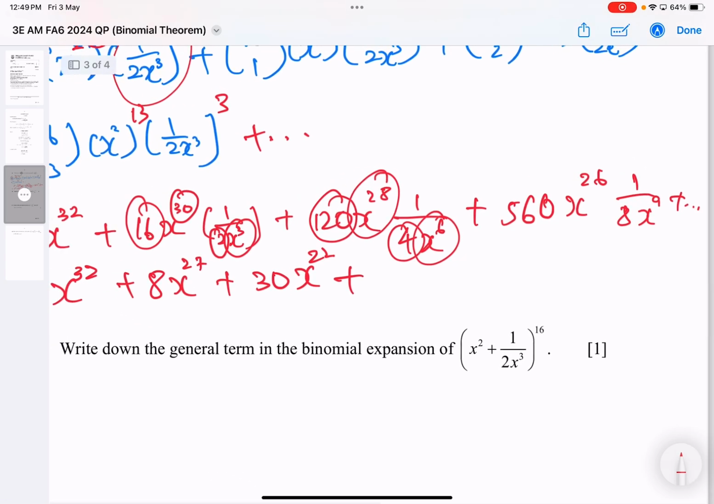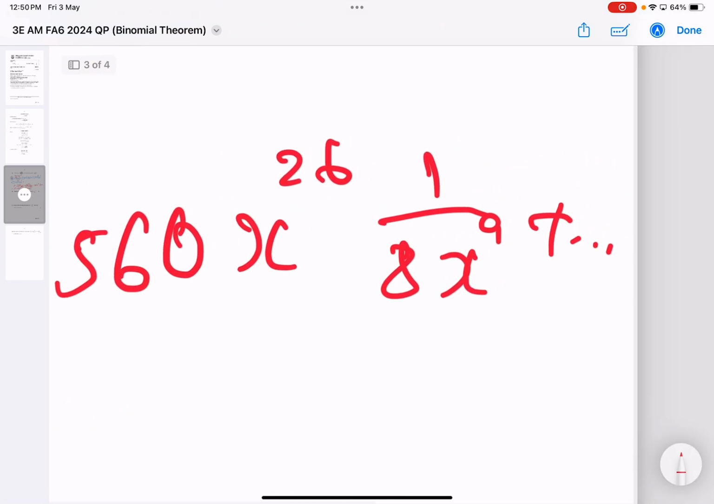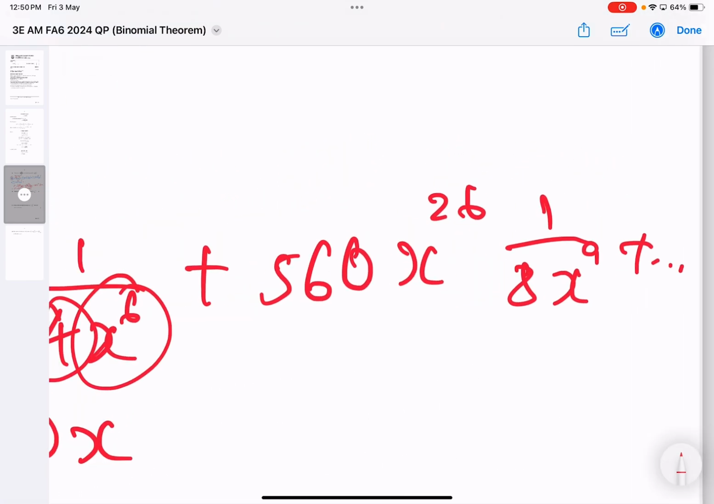And the last one, what is the last one? Can you work it out yourself? 560 divided by 8 gives you 70. X to the power of what, Sherry? Look at here. What do you get? X to the power of what? Huh?